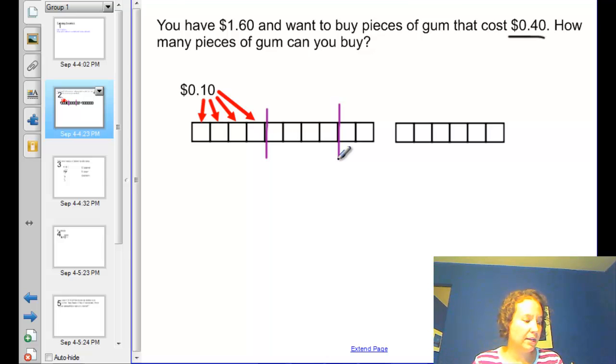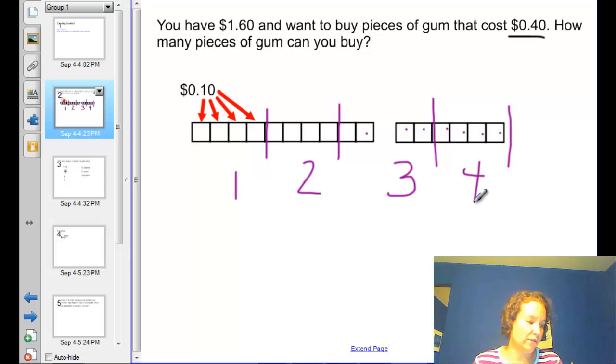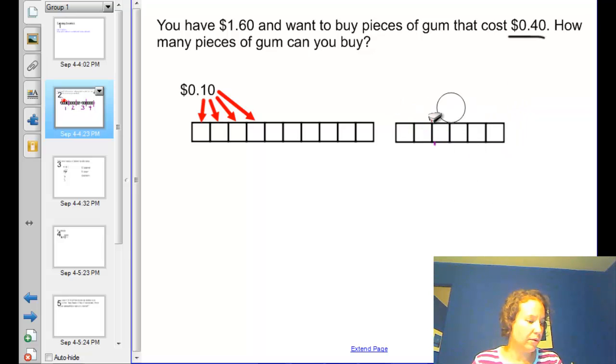Now as I'm looking, I have 1, 2 left in my dollar, and I would need 1, 2 more pieces out of this other chunk, and there would be another 40-cent chunk to buy a piece of gum. Then I have 1, 2, 3, 4 more left, so I have one more final chunk. So I could buy 1, 2, 3, 4 pieces of gum with my $1.60. I could write that out as a division problem.